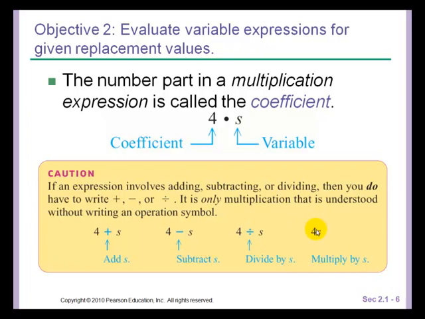Notice in this case, this would be the coefficient. However, here, these would be constants. So when you're multiplying, the number in front that you're multiplying with is a coefficient. If you're adding or subtracting, the number is a constant.